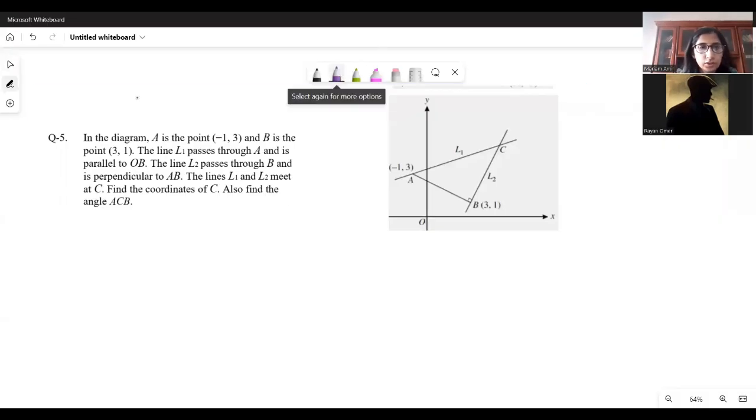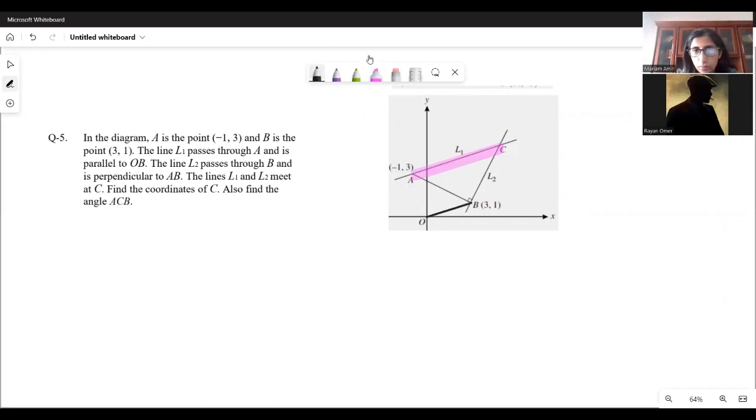Question number 5 of the worksheet says, in the diagram, A is a point (-1, 3) and B is a point (3, 1). The line L1 passes through A and is parallel to OB. So they're saying that this line L1 is parallel to the line OB. If two lines are parallel to each other, what can we say about them? Miss, the gradients are the same. Exactly. So you can find the gradient of OB because O is simply (0, 0). Find the gradient of OB.